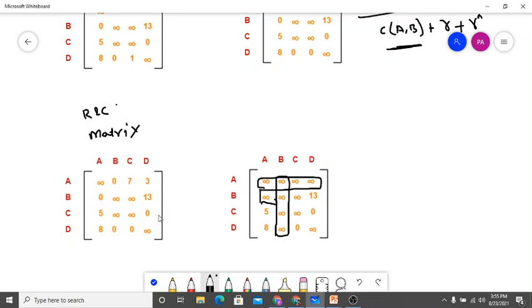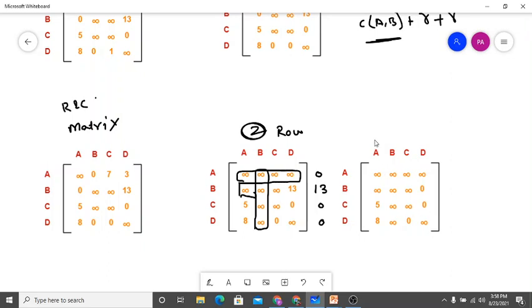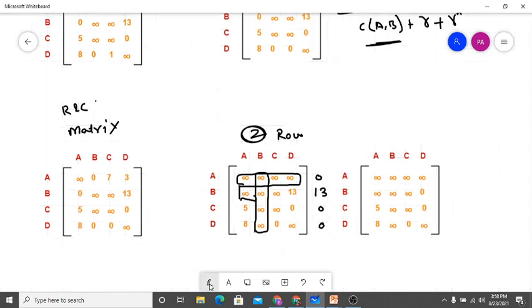Now we need to apply the step 1 process again to this second matrix. So here from A, row reduction, now I am doing the row reduction. From A nothing is there, so we say 0. From B it is 13, and from C we have 0, so the minimum is 0, and here also 0. This is the row reduction. After row reduction we need to do the column reduction.